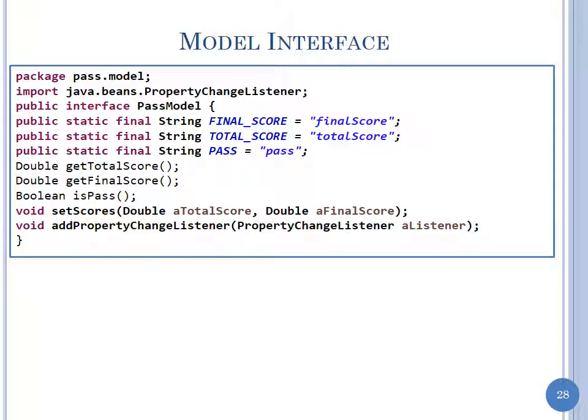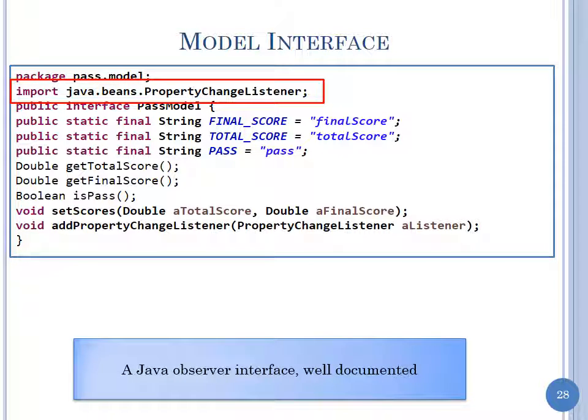Any questions? Okay. So add property change listener. What might be confusing you guys is this type, property change listener. That's just a predefined Java type, and that's a type defining a standard observer. You guys can just look it up for details, but it is a Java observer interface.